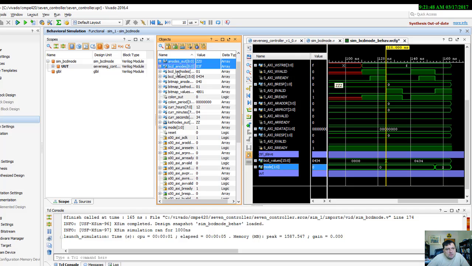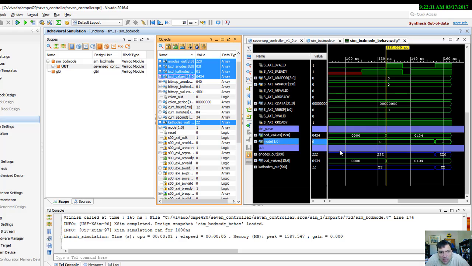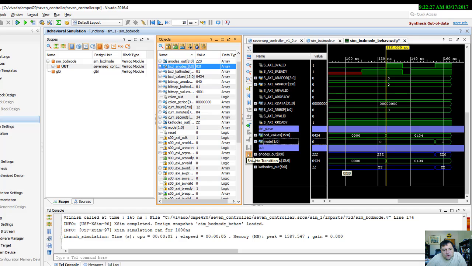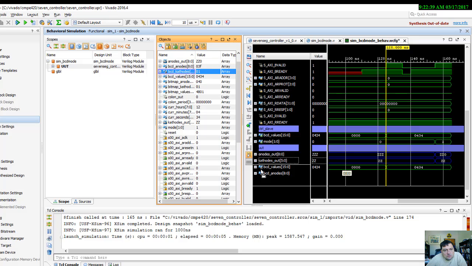And the things that I'm interested in would be the BCD anodes, the BCD cathodes, anodes out, cathodes out, and the BCD value would be what's coming from the BCD controller. So let's take a look at those, and perhaps the BCD controller isn't doing what it's supposed to be doing. BCD values and mode were already displayed. So what did it do? It didn't actually bring them all over. So let's move so there's anodes out, cathodes out, BCD values. Let's grab BCD anodes and grab BCD cathodes. So let's resimulate. So relaunch.